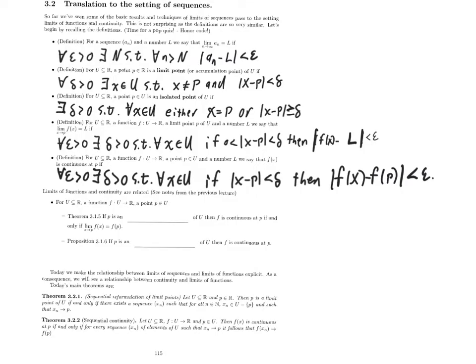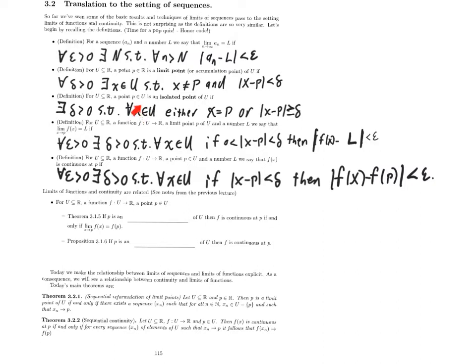Cool, we're back. So, let's state these definitions. For a sequence a_n and a number L, we say that the limit of a_n is equal to L if, for every epsilon bigger than 0, there exists a big N, such that for all little n bigger than big N, the absolute value of a_n minus L is less than epsilon. I say a point p is a limit point if, for every delta bigger than 0, there exists an x in the set in question, such that x is different from p, and the absolute value of x minus p is less than delta.